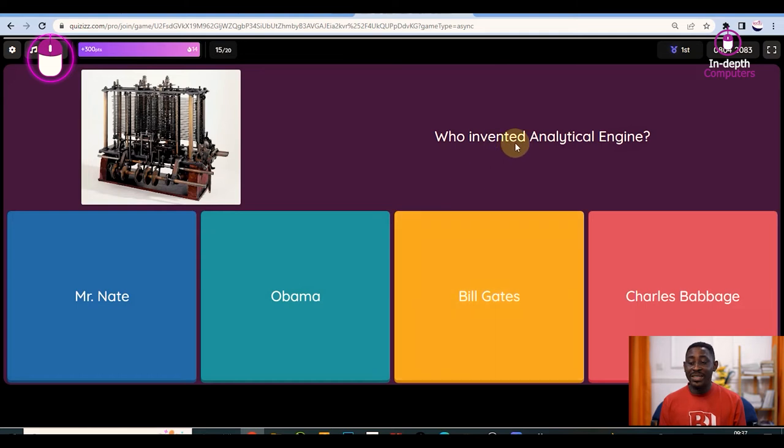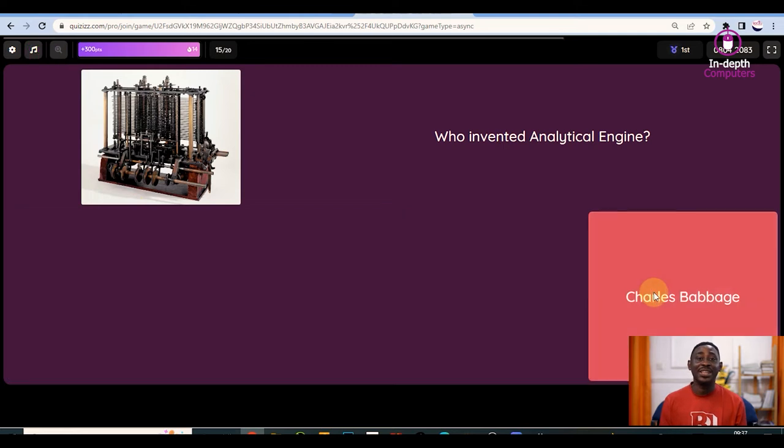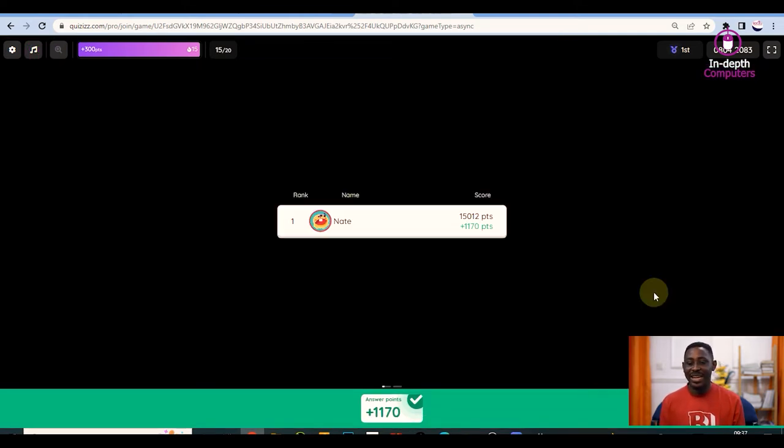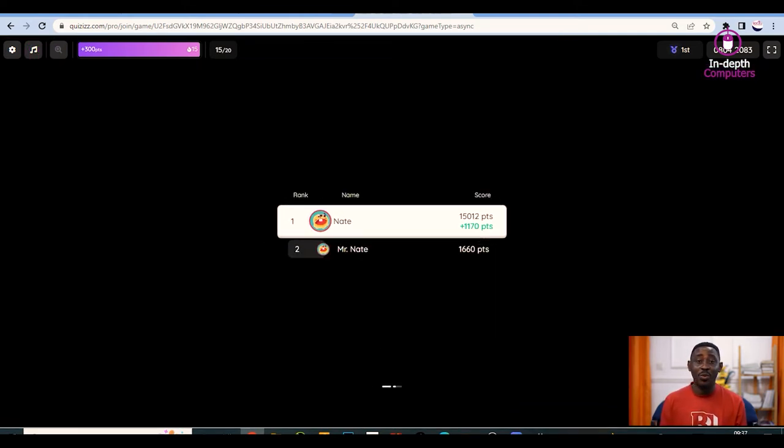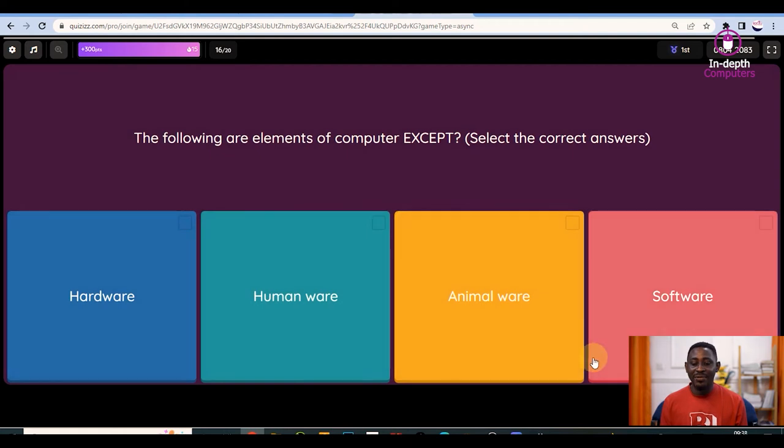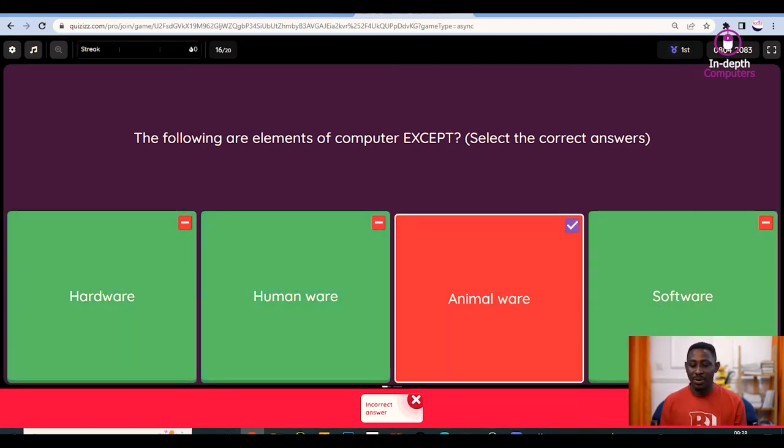Now, who invented the analytical engine? Mr. Nate? No. Obama? No. Bill Gates? No. Charles Babbage? Yes, Charles Babbage invented the analytical engine. Now we have five more questions to go. And then the following are elements of computer except the hardware, the humanware, the animalware, the software. So the animalware is not the element of computer.